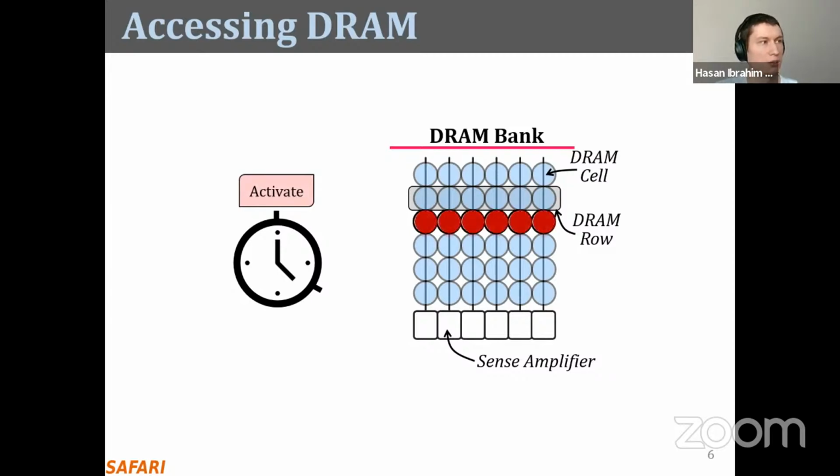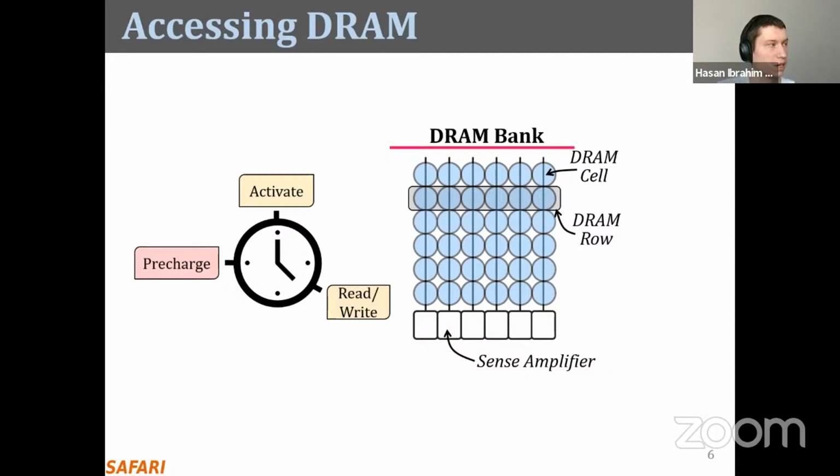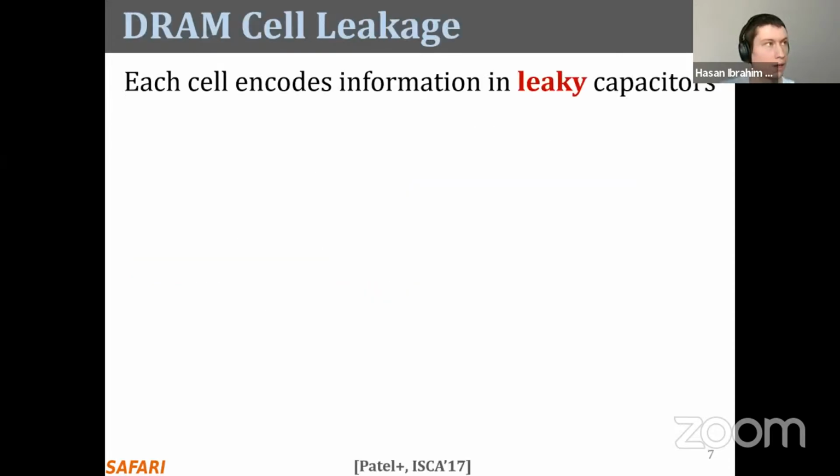So the activate command to open the target row that we want to read from or write to. And then we perform the read and write operations on the sense amplifiers. And finally, the memory controller precharges the open row in order to be able to activate another row from the same bank.